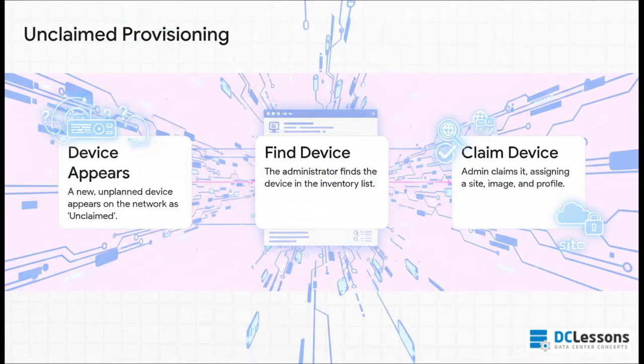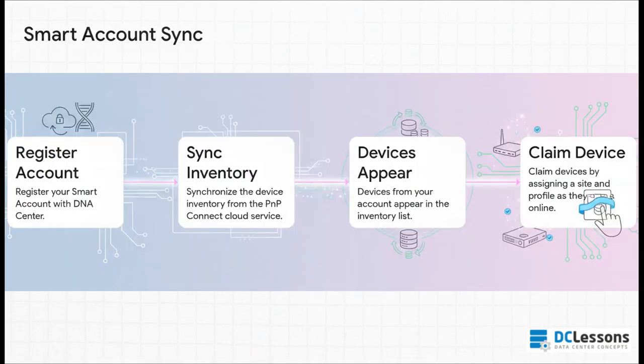Okay, but what about when things don't go according to plan? That's what option 2 is for. A new switch gets added to the network without being pre-provisioned. No big deal. It just shows up in the DNA Center inventory as unclaimed. From there, you just find it, claim it, assign it to a site, and push the right configuration all from the GUI. Easy.